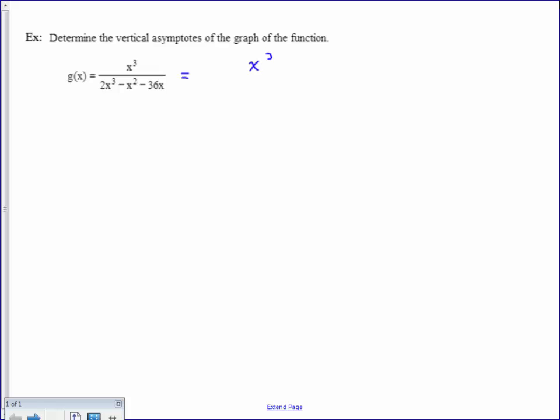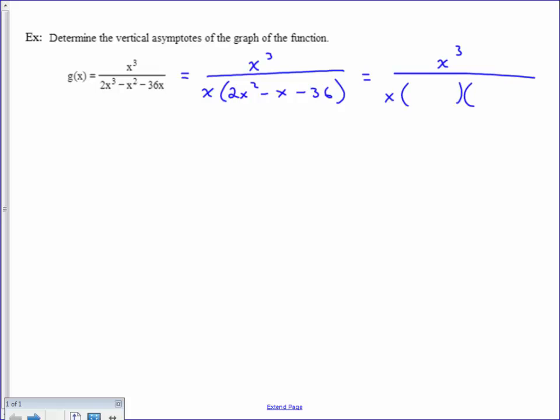The x cubed in the top is already factored. The bottom has an x in common, so let's factor that x out first. That would leave me with 2x squared minus x minus 36. From here, let's see if I can factor any further. We'd have x cubed over x times, if it's going to factor into two binomials, we'd need a 2x and an x to give us 2x squared.